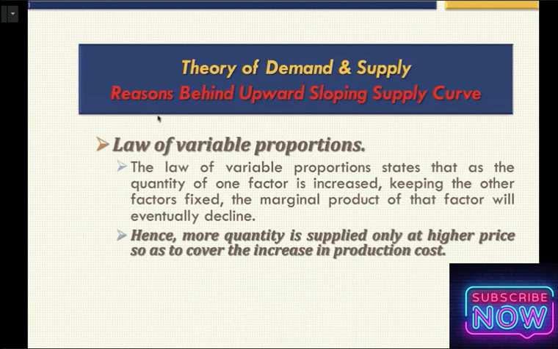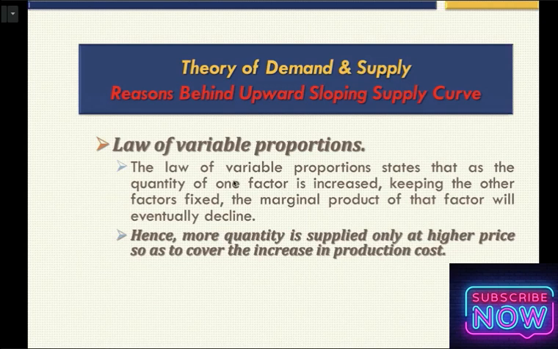So why are we saying that for the law of supply, the curve is upward sloping? We have something we call the law of variable proportion, and it states that as the quantity of one factor is increased, keeping the other factor fixed, the marginal product of that factor will eventually decline. Let us use land, for example. If you continue to cultivate on the land, and on the land, it gets to a point that the returns you get from the land diminish.